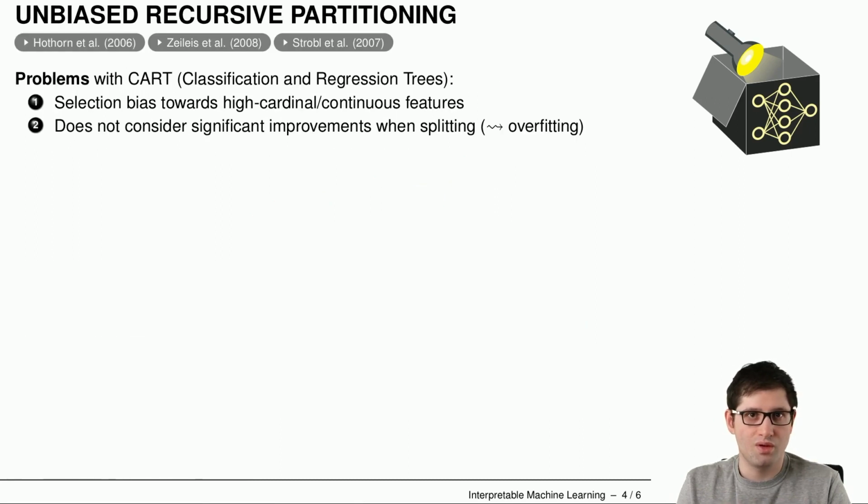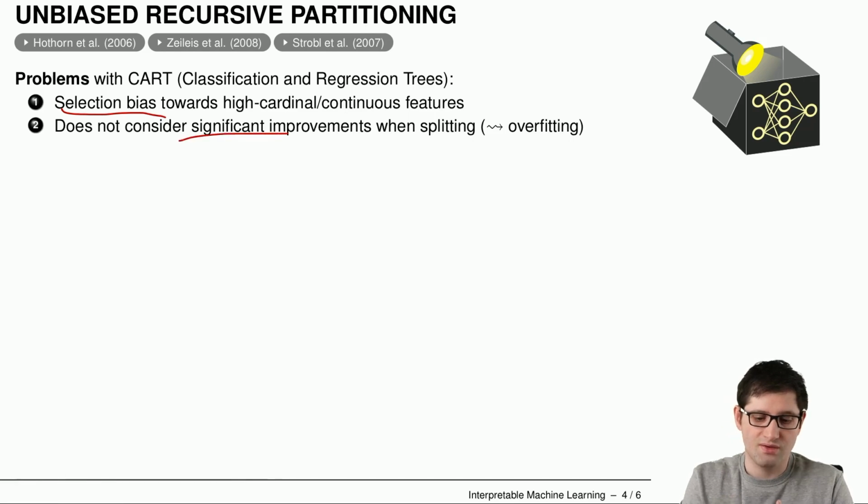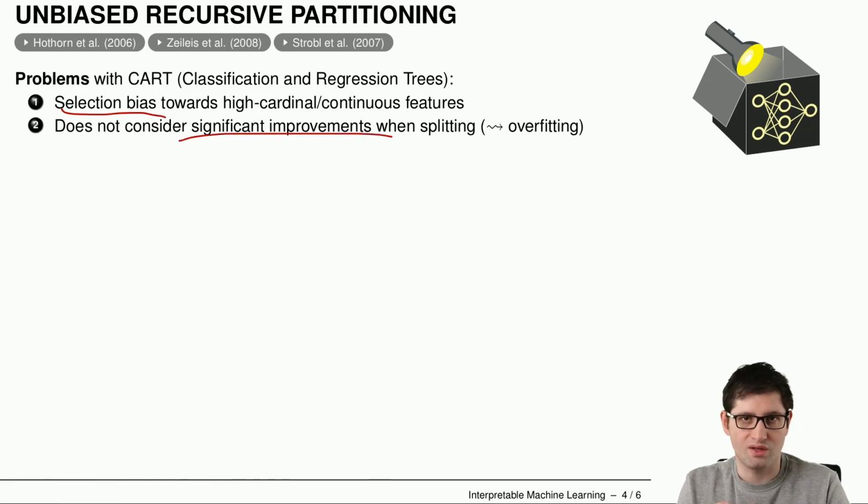So there's one problem with the classification and regression trees, and this is that it suffers from a so-called selection bias, meaning that features that have high cardinality or continuous features are usually preferred for splitting. And also it does not consider significant improvements, which tends to overfit if we make very deep trees.